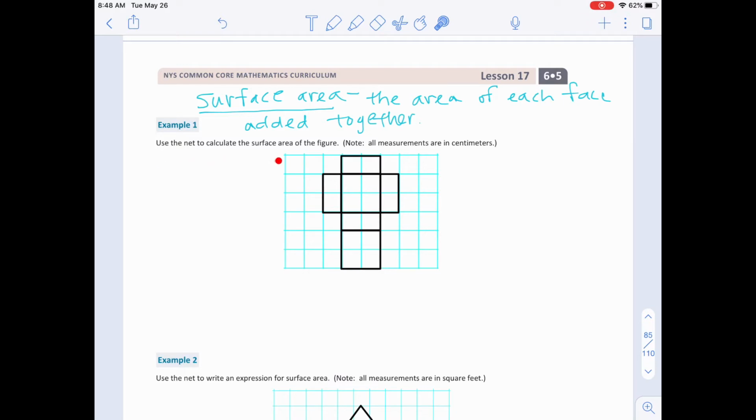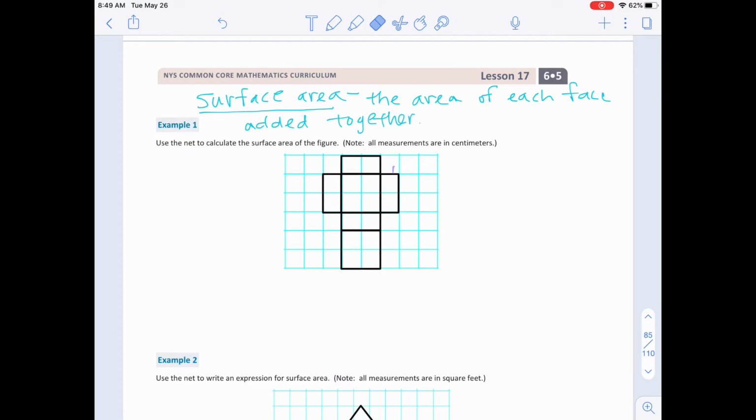So use the net to calculate the surface area of the figure. Note all measurements are in centimeters. So what that tells me is each box represents 1 square centimeter. So if I wanted to count how long this line was, it would be 2 centimeters. So I can label this side 2. This is 1. This is 1. So this is 1. This is 1. This is 2. 1, 1, 2. We're just counting how many boxes are on each line.